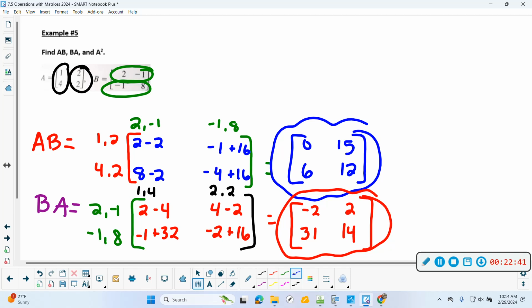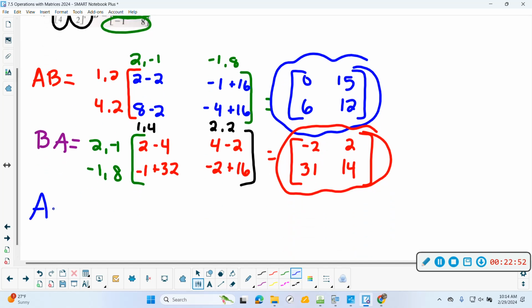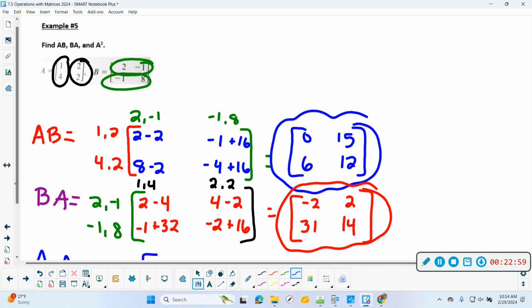Just because I want you to find so many things, what's the last thing I have to find? A squared, which is really A times A. So let me scroll this down a smidge, and I'm going to write A times A here. Now I'm going to go back up so I can see the entries. Let me do a little erase job here too. So we're all on A.